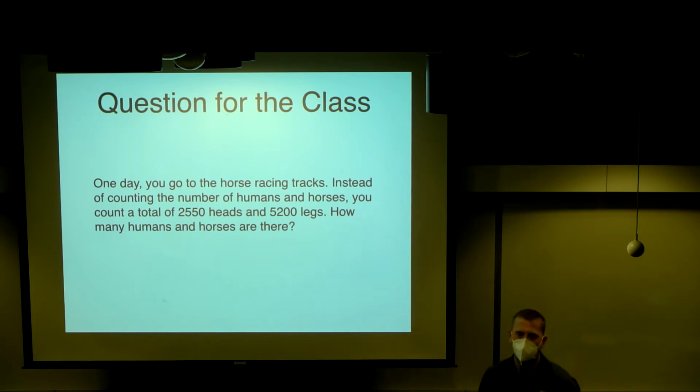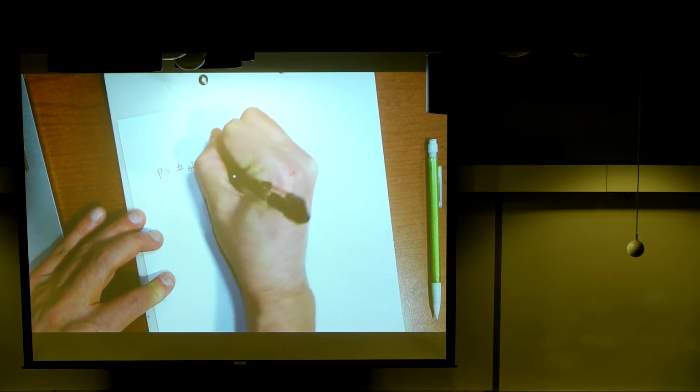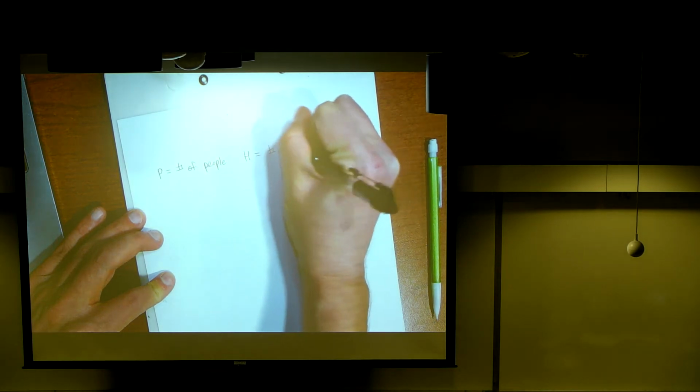Okay. So I know in some of these problems, it may seem a bit rushed, but I'm just trying to get through the whole lecture today. So let's go through it together at this point. And again, we have 2 unknown quantities. We have the number of humans and the number of horses. I don't want to use the letter H for both of those. That's going to get confusing. So how about we say P is the number of people, and H is the number of horses.